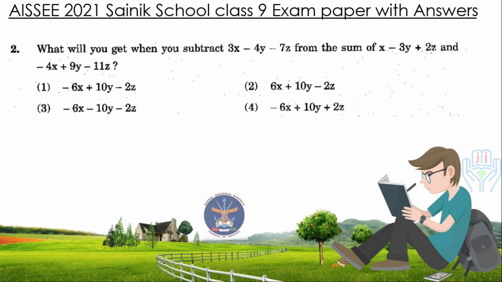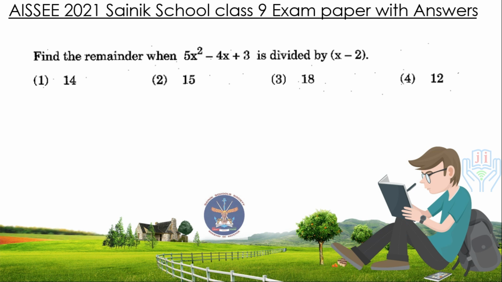What will you get when you subtract 3x minus 4y minus 7z from the sum of x minus 3y plus 2z and minus 4x plus 9y minus 11z? Answer 1. Minus 6x plus 10y minus 2z. Find the remainder when 5x square minus 4x plus 3 is divided by x minus 2. Options given 14, 15, 18, 12.